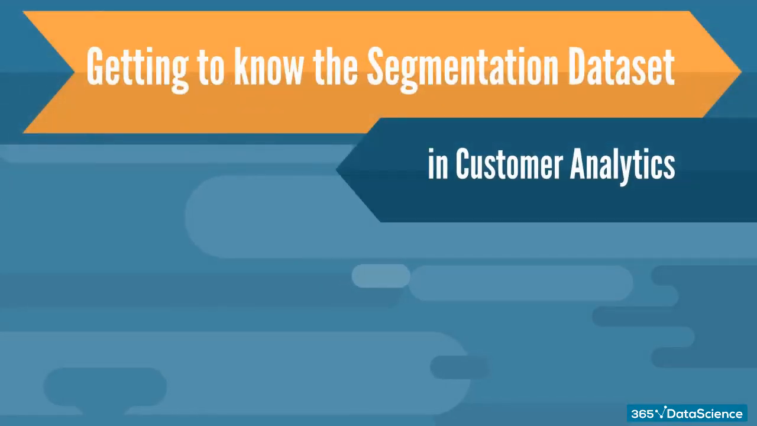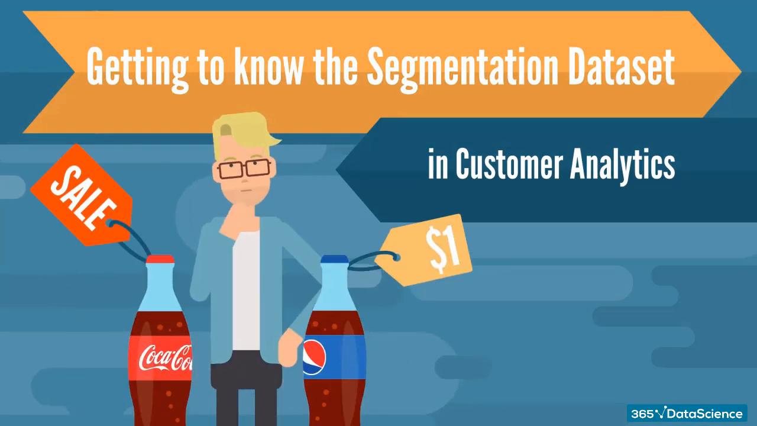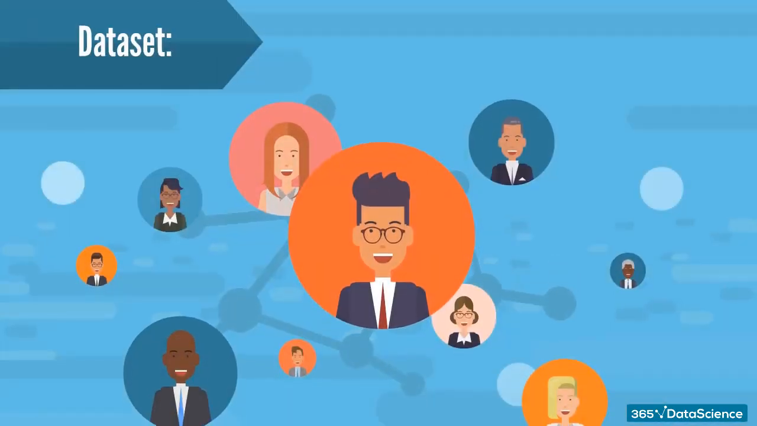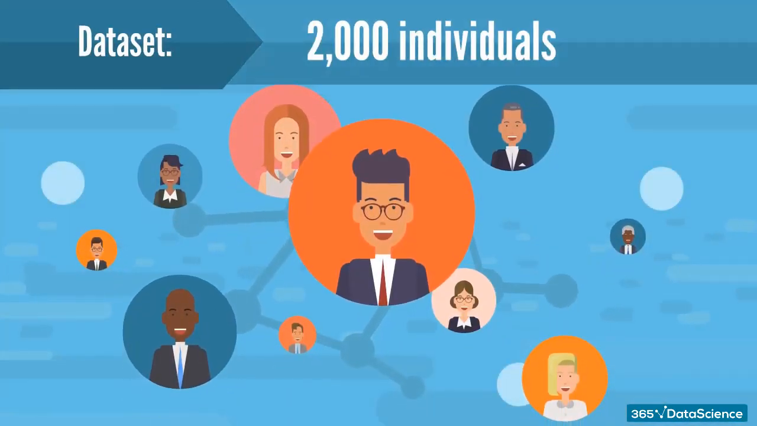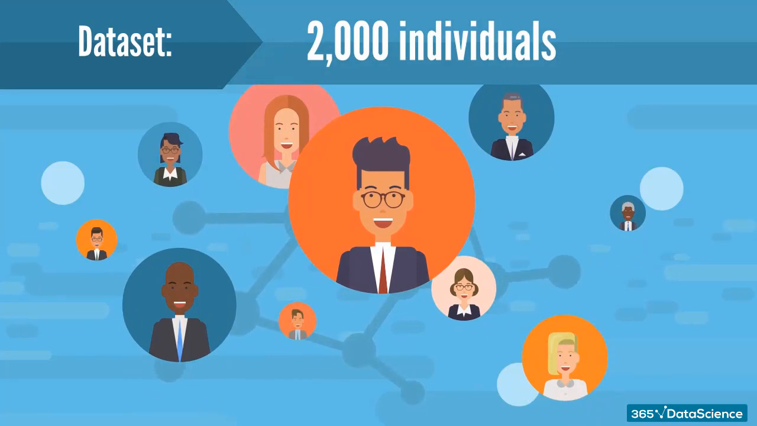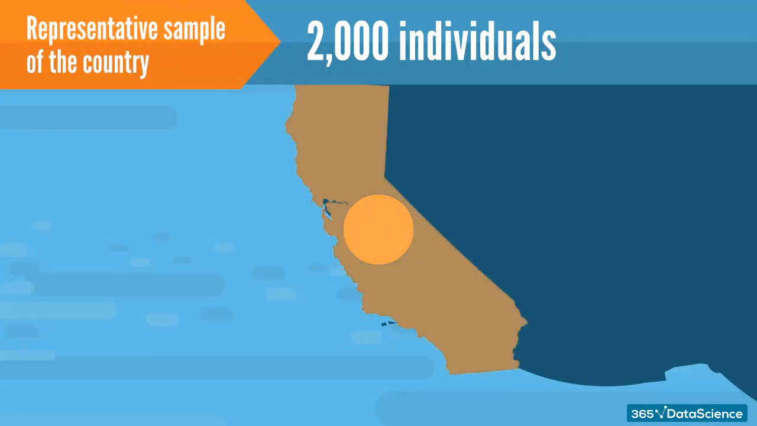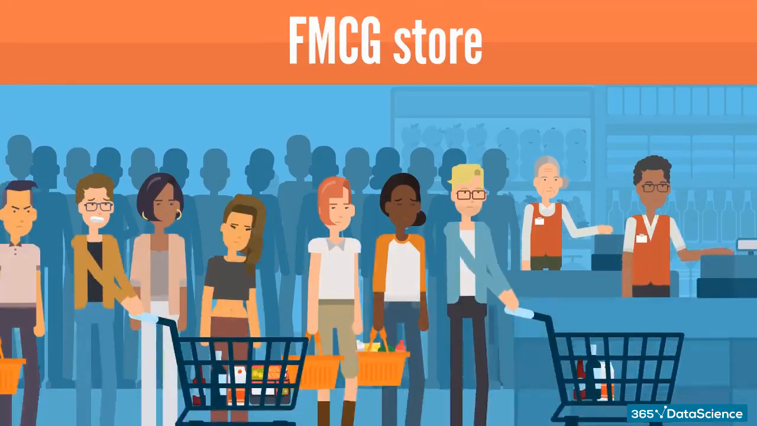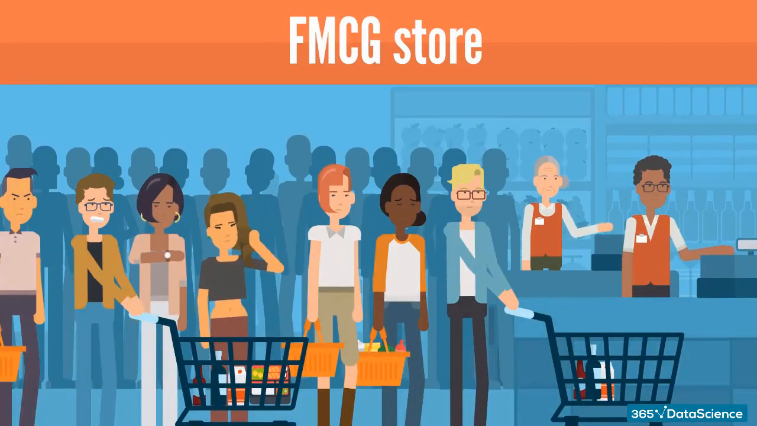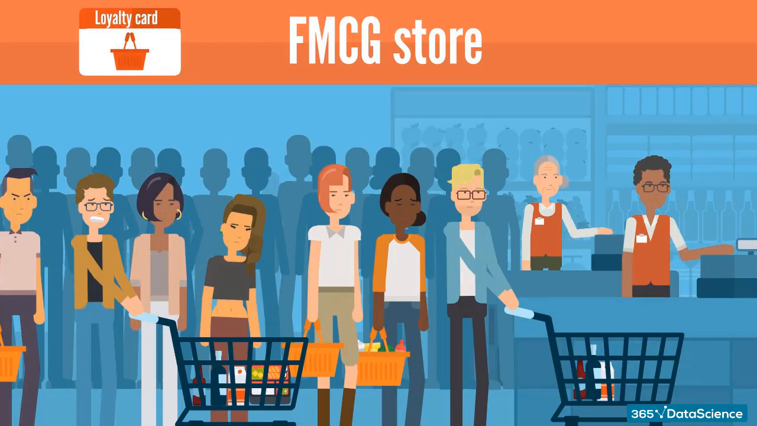Alright, it's time to start working on the segmentation models. Naturally, the first step is to get to know the data. We've got a dataset that consists of information about 2,000 individuals from a given area. If you think of that population area as a county or a district, we can view the data as a sample that is representative of the whole county. The information contained comes from the purchasing behavior of these 2,000 individuals when entering a physical FMCG store. All data has been collected through the loyalty cards they use at checkout.